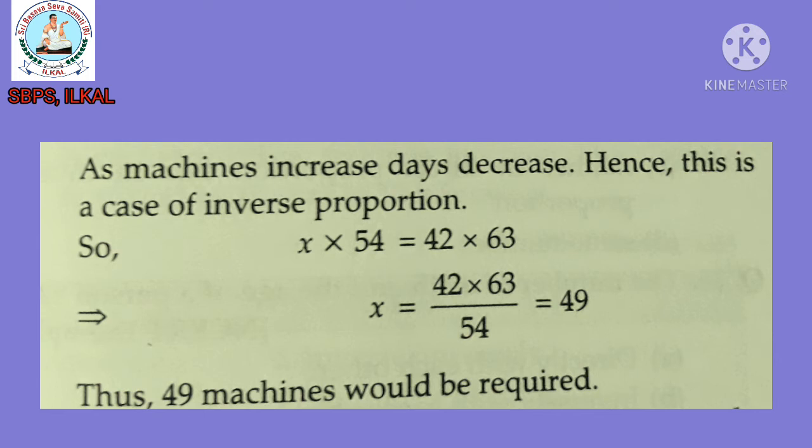So, x into 54 is equal to 42 into 63, which implies x is equal to 42 into 63 divided by 54. If you simplify it, we will get 49. Thus, 49 machines would be required.